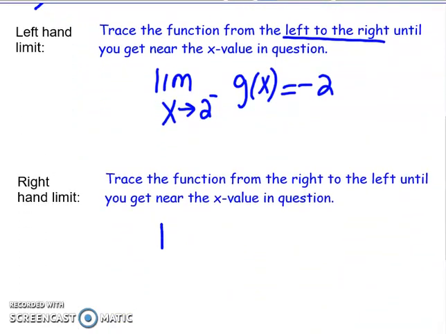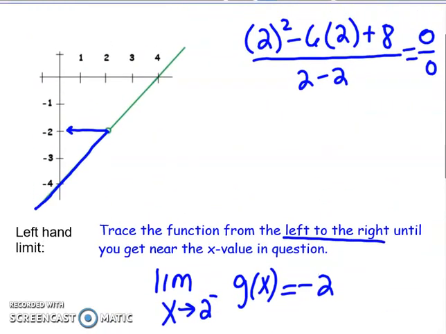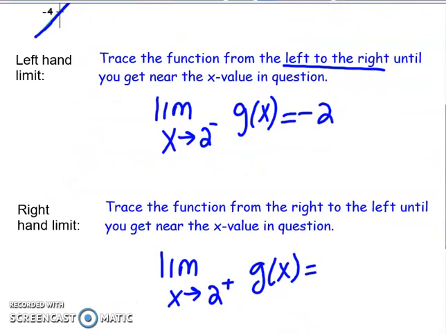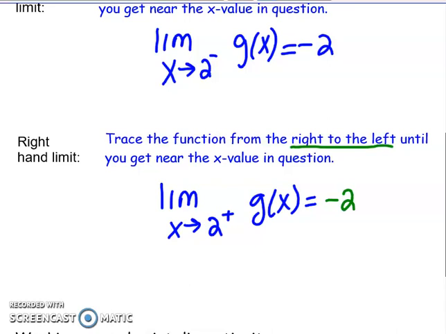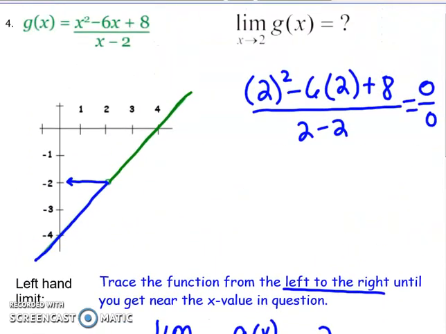For our right-hand limit, we're going to do the same idea, but we're going to be approaching 2 from the positive side of our function. So we want to see what that equals when we come from the other side. Right to left is what we're doing. Going back up. So we're coming from the right side to the left until we get to about 2 as our x value, and we see that we end up in the same spot. So here, my right-hand limit as I approach 2 from the positive side is also -2. Since those numbers are the same, that means that that is exactly what my limit is approaching. So the limit of g of x as x approaches 2 is -2, and that's because our left-hand limit and our right-hand limit had the same output.